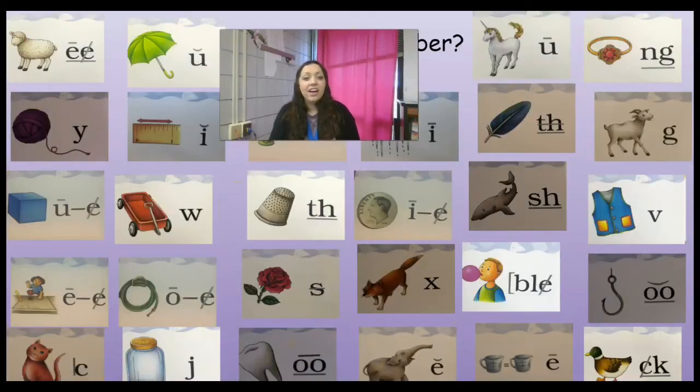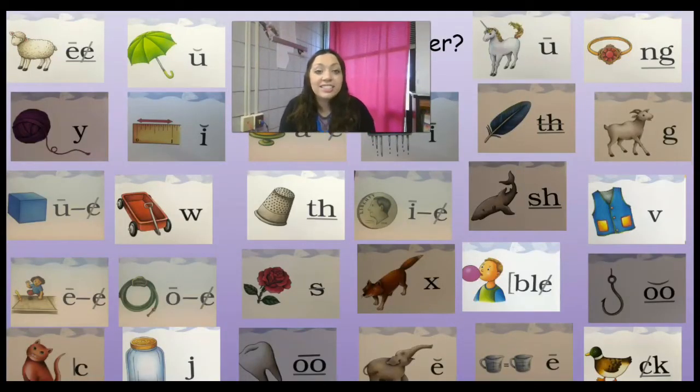Very good. All right, so let's see if we can do our sounds now. So when we point at it, so we say sheep, E. Digraph, E-E, very good. Umbrella, U. Unicorn, U.